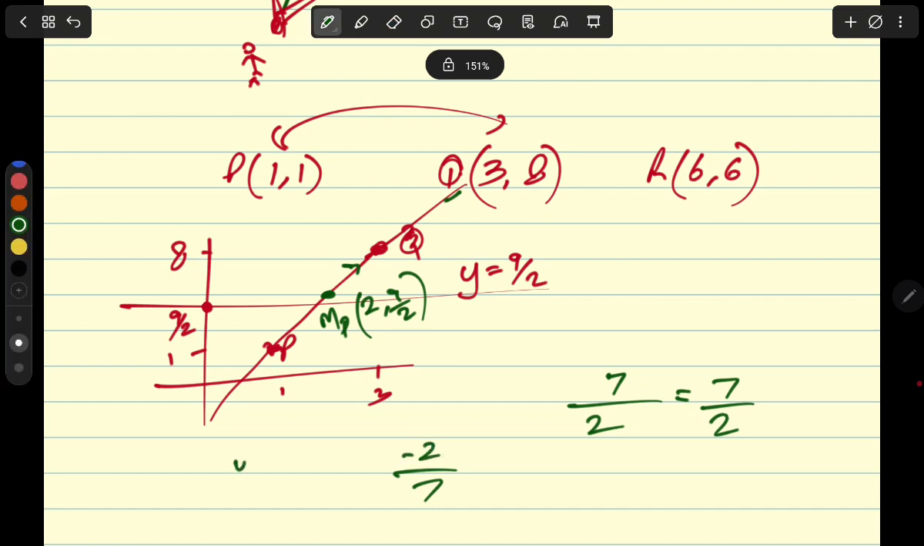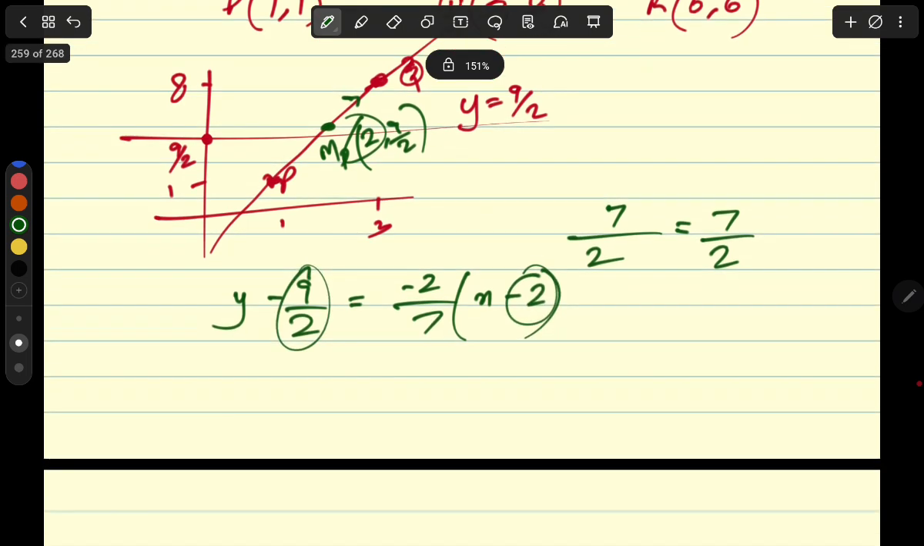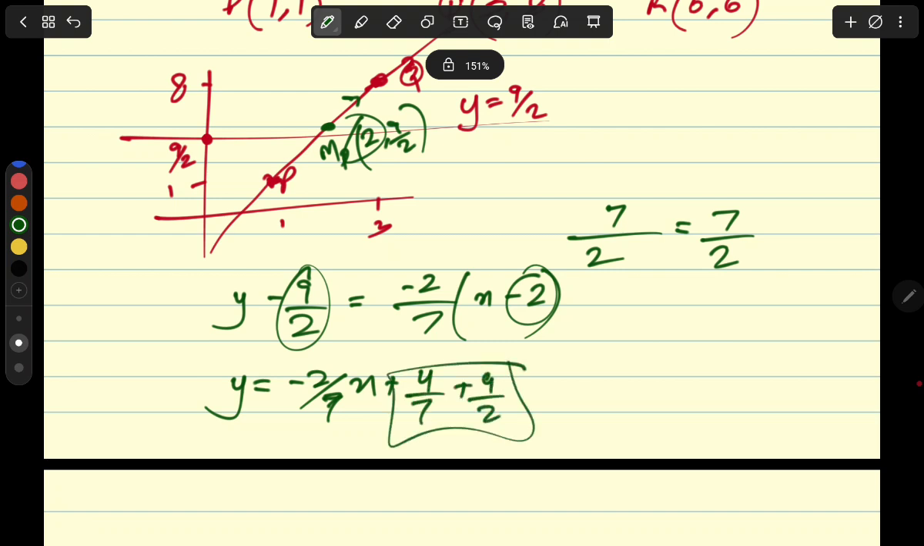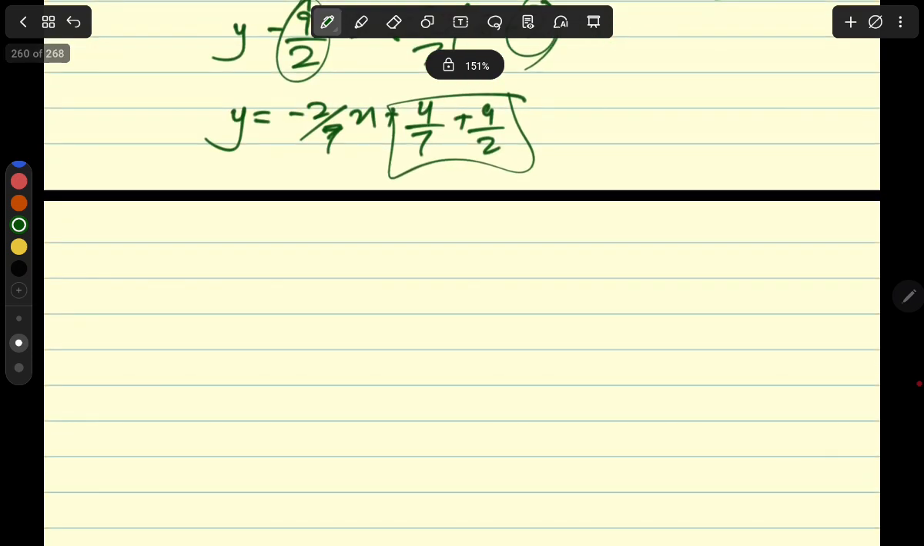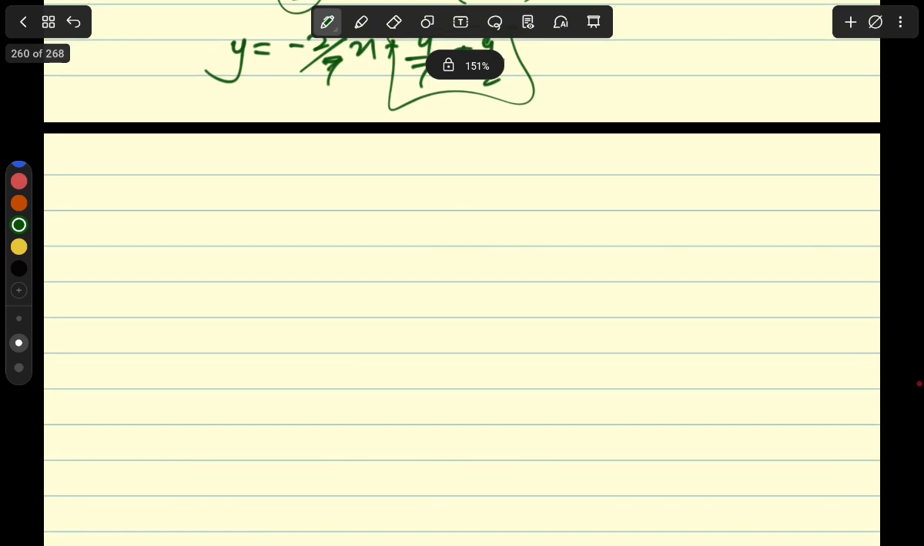So y minus y1, which is 9 upon 2, is equal to m times x minus x1. X1 is going to be 2, which it is passing through. So it is passing through this point, 2 comma 9 upon 2. So this is the point gradient formula. So this is going to be y equals negative 2 upon 7x plus 4 upon 7 plus 9 upon 2, whatever this constant is going to be. And this is where the perpendicular bisector is going to cross the y-axis. So this is the equation that you will find now.